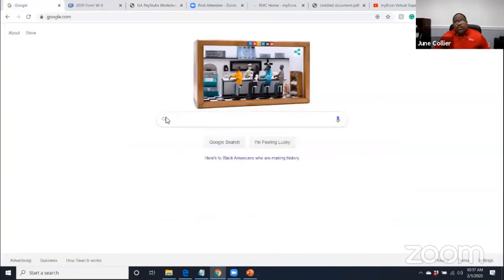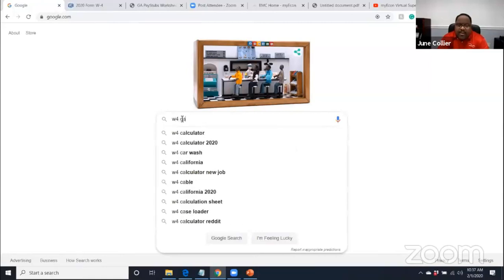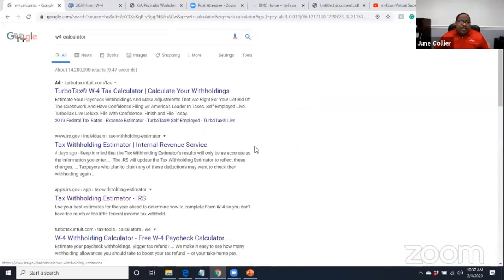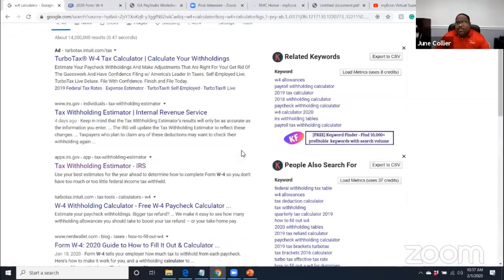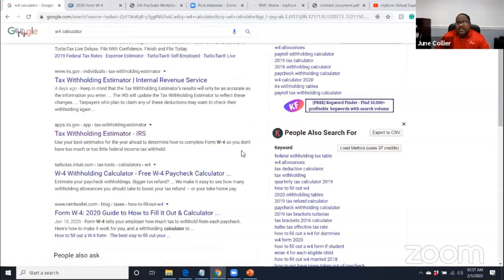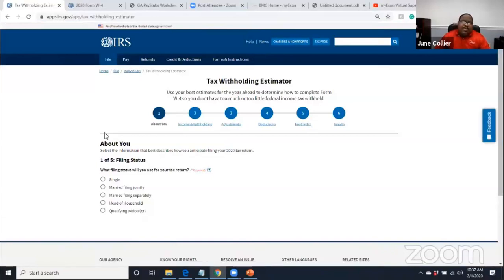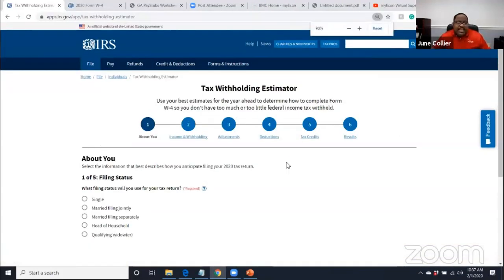We're going to go over to one of my favorite search engines, which is Google, and I'm just going to type in W-4 calculator and run a search. We have this presentation in your back office, in a PowerPoint, if you want to use that. I'm going to click where it says Tax Withholding Estimator IRS. This takes us to the IRS, as you can see, and to the calculator, the Tax Withholding Estimator. The estimator simply asks some questions about you as the individual.